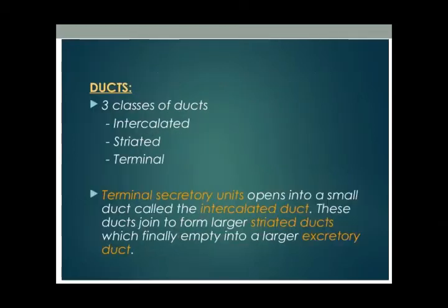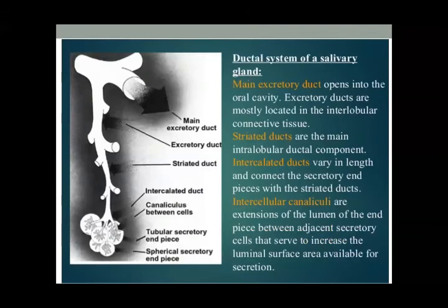This is the ducts. Three types of the ducts present in the salivary gland. Number one is the intercalated, second is the striated ducts, and third is the excretory. Terminal secretory units open into a small duct called the intercalated duct. These ducts join to form larger striated ducts, which finally empty into a larger excretory duct. System of a salivary gland: main excretory duct. This is the main excretory duct opening into the oral cavity.